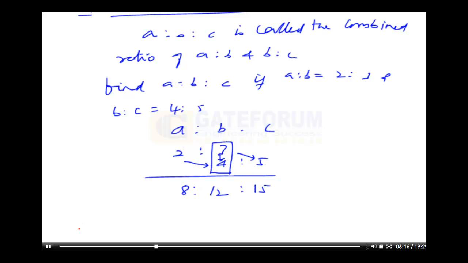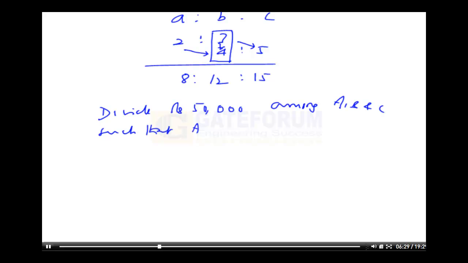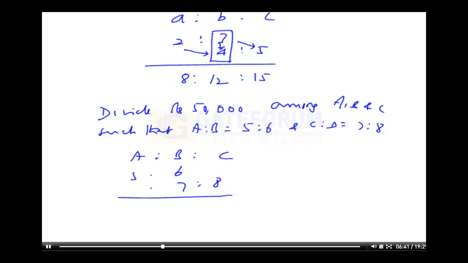Now, I can give an example for this. Divide rupees 50,000 among A, B and C such that A is to B is 5 is to 6 and B is to C is 7 is to 8. So what are you supposed to find? The combined ratio of A is to B is to C. Writing the numbers, we can just mark the arrows, then multiply. We'll get the numbers, find the total parts. 48 plus 42, 90 plus 35 is 125.